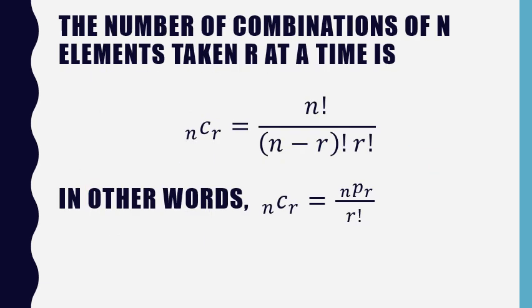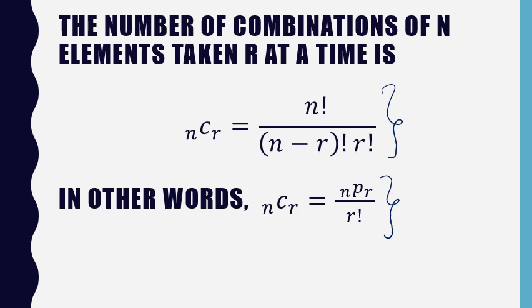Alright, so another way to do the previous example is to instead use a formula. The number of combinations of n elements taken r at a time is n choose r, which is n factorial over n minus r factorial times r factorial. In other words, we could write it as n permutation r over r factorial. So you could either learn that one or that one. Either one would be correct.